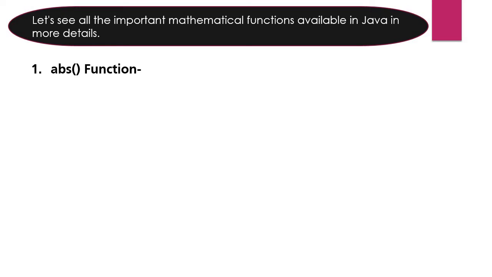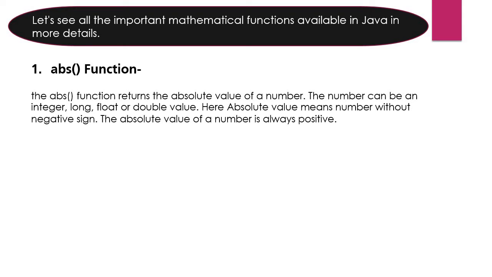The first is abs. The abs function returns the absolute value of a number. The number can be an integer, long, float, or double value. Here, absolute value means a number without negative sign. The absolute value of a number is always positive. Let's see the syntax of abs function.